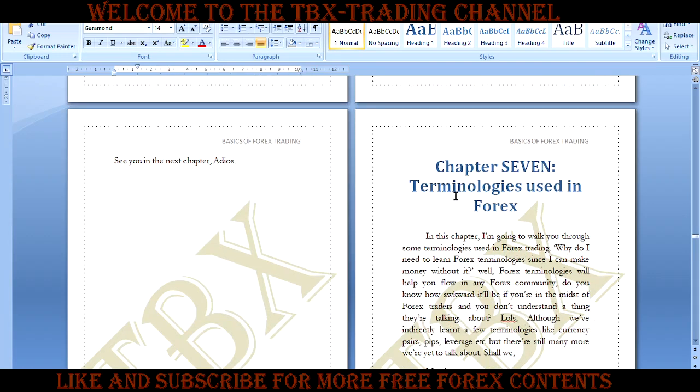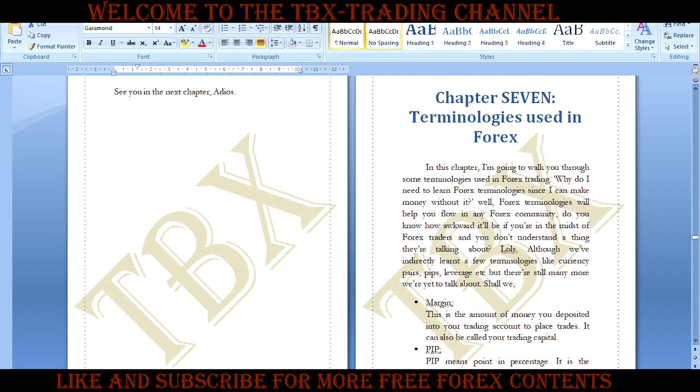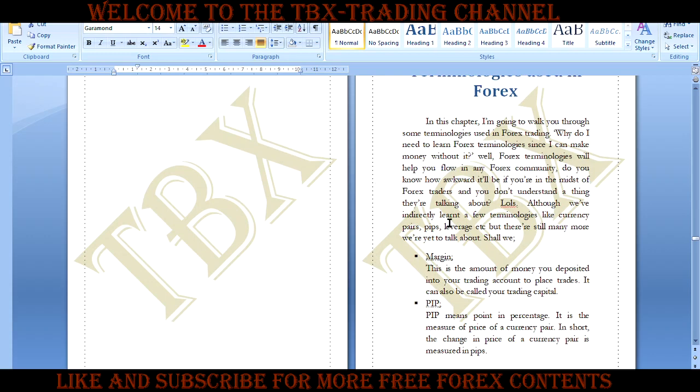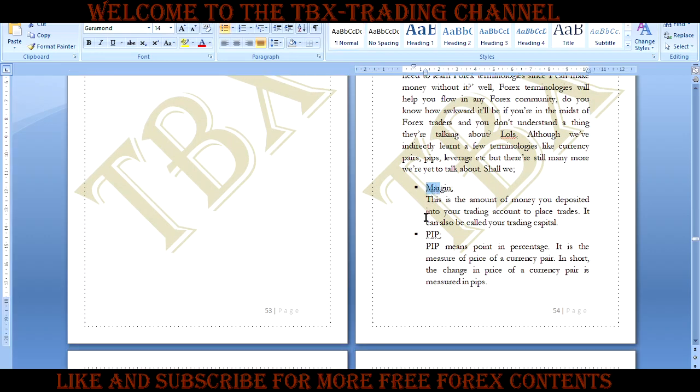So chapter 7, terminologies used in forex. We're going to stop here for today. In this chapter, we're going to look at terminologies. We have margin, and this is the amount of money you deposit into your trading account to place trades. It can also be called trading capital.